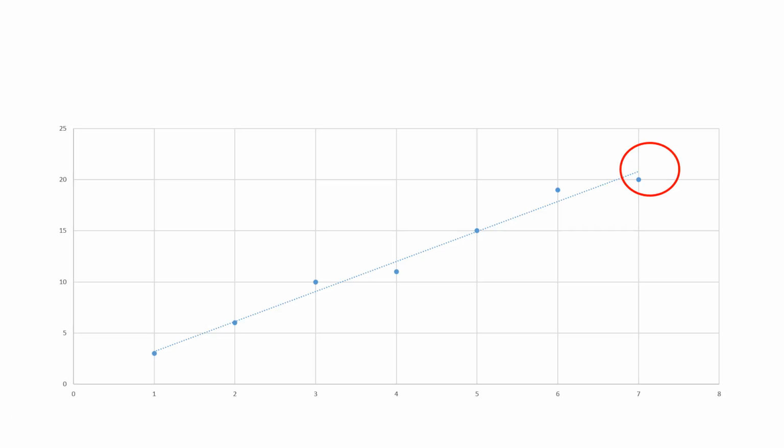Also, the very first point that we recorded was 1 and probably about 3. So I start my line from there. I do not need, in fact, I should not attempt to draw that line back through 0, 0, unless 0, 0 was a point that I recorded.